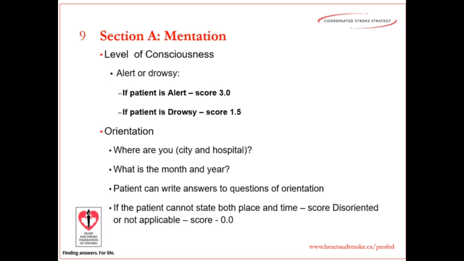If we progress then to section A, mentation, what I'm talking about here is that we're doing this with all of our clients. Okay, so here we're looking first at level of consciousness. If they're alert or drowsy, they would get a score accordingly. So the alert person would score a 3.0, while the drowsy person would score a 1.5.